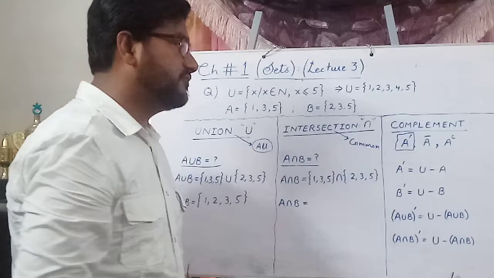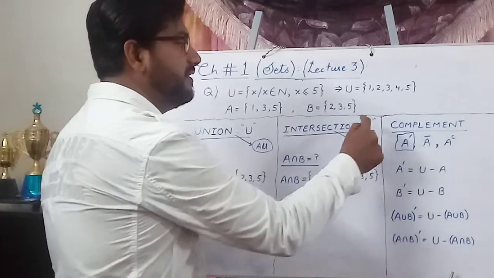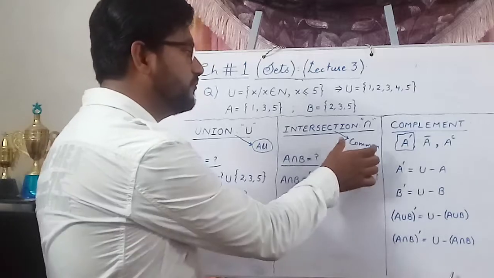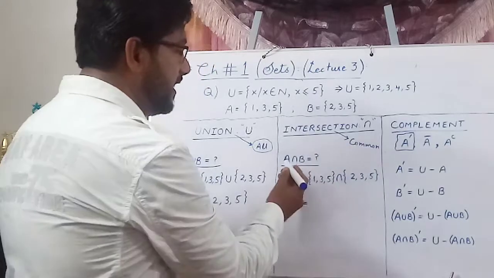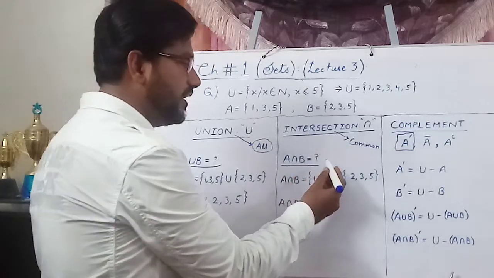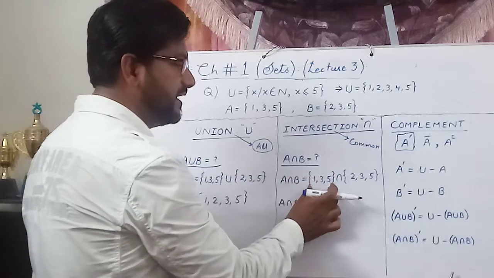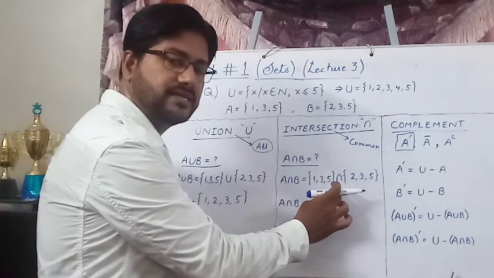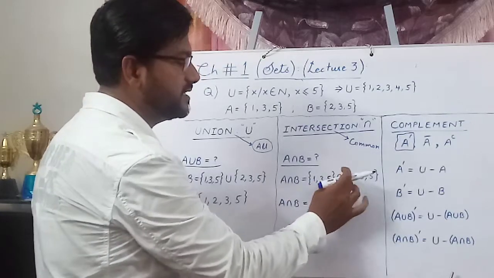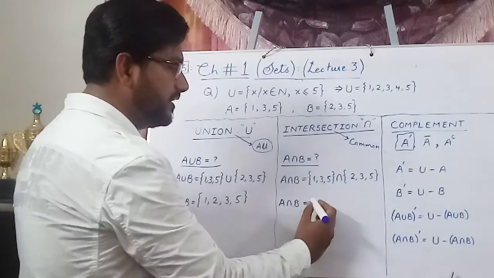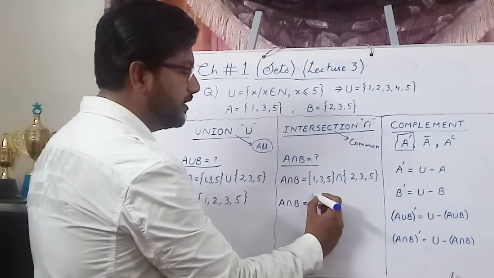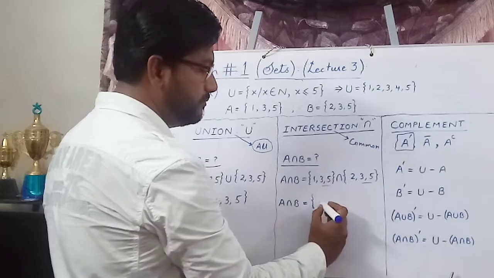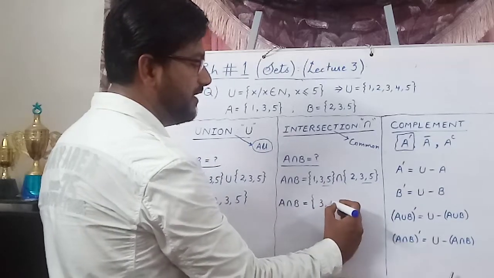Intersection. This is our second topic. This sign represents the intersection sign. In intersection what do we have to take? We have to take common values. If we are going to find A intersection B, first of all we write set A {1, 3, 5}, set B {2, 3, 5}, and we place the intersection sign in between these two brackets. So in intersection we are taking only the common values. The common values in these two brackets are 3 and 5. So 3 and 5 is our answer.